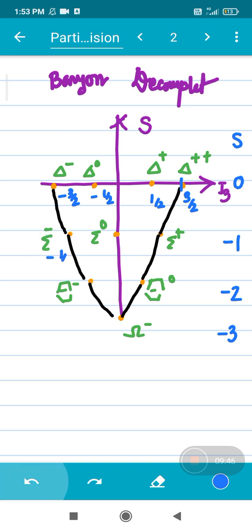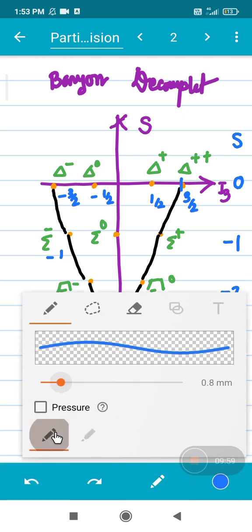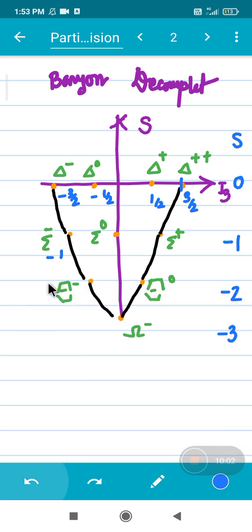For this sigma minus it will be -1, it will be 0, it will be plus 1. These are the I3 values. And for this, I3 will be half, minus half, and for this it will be 0. Okay, let me introduce the meson nonet to you, and you can see these all are baryons.